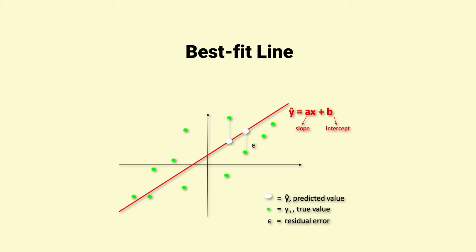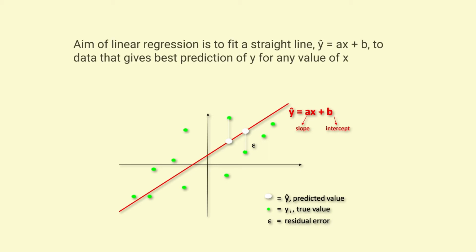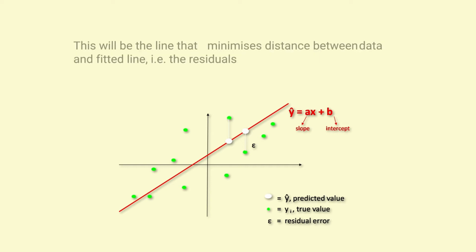This is the way by which we are going to calculate, and that is the reason the term best fit line is there. The aim of linear regression is to fit a straight line, that is y equals ax plus b, to data that gives the best prediction of y for any value of x. We have seen that this is called slope, this is called intercept, and y is the predicted value, and green is yi, the true value, and residual error is also there, which we usually call the standard error. So this will be the line that minimizes the distance between the data and the fitted line, that is the residual value.